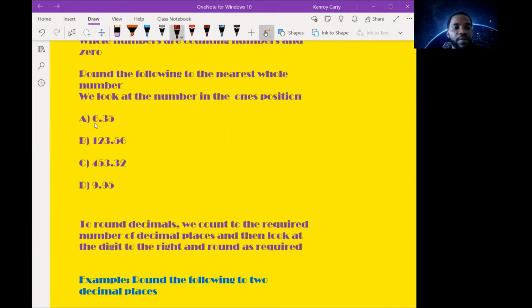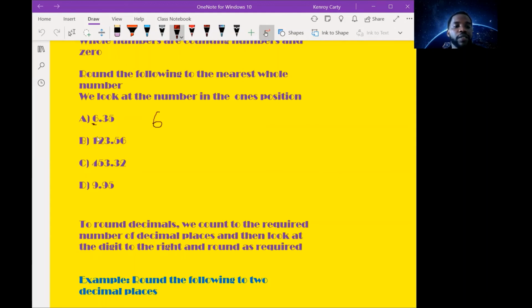So I'm going to be looking at the number in the ones position, which in this case is 6. The number to the right of 6 is 3. This number is 6.35. Now, 3 is actually less than 5, which means that 6 is going to remain. So I'm just going to have 6 there. Of course, whole numbers don't have decimals, so I can't put 6.00. There are no decimals in whole numbers because whole numbers represent the set of counting numbers and 0. All right? So you have 0, 1, 2, 3, 4. There are no decimals, so we leave those off. By leaving off the zeros after the decimal point, the number is not affected. It is still 6. The value doesn't change.